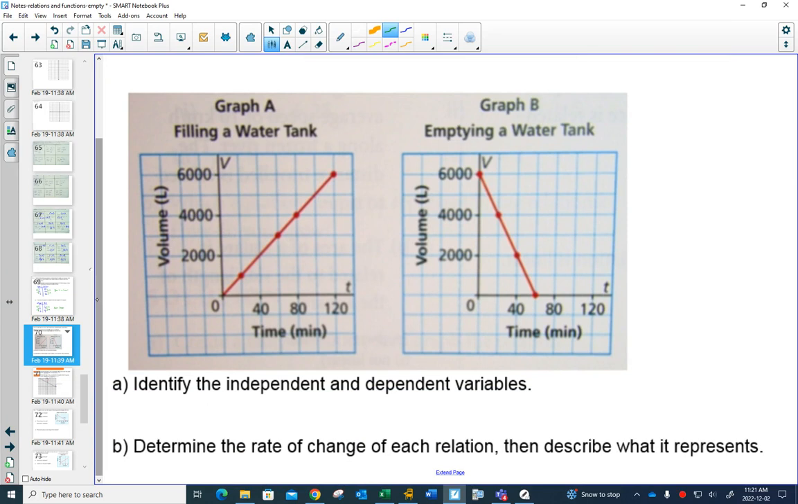Independent and dependent. Which one would be independent? Which one would be dependent? Time is independent. Volume is dependent. Perfect.